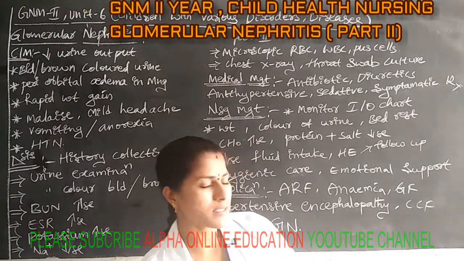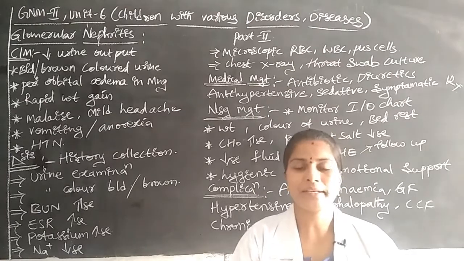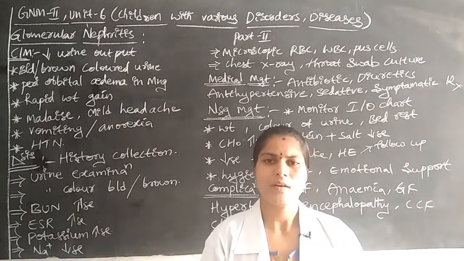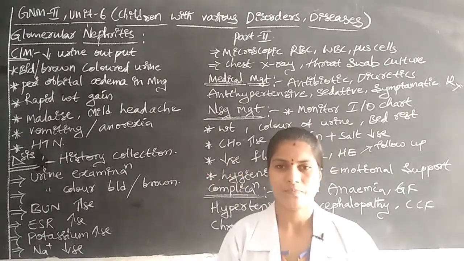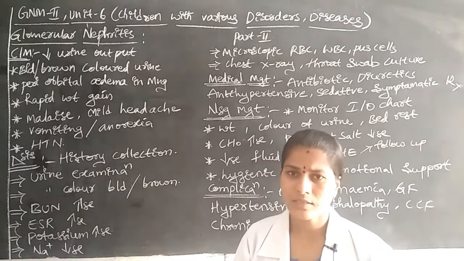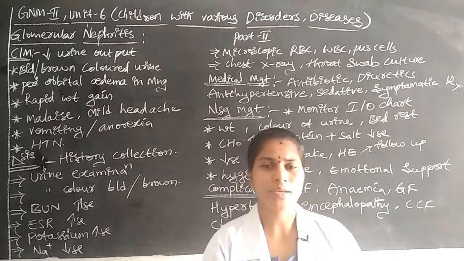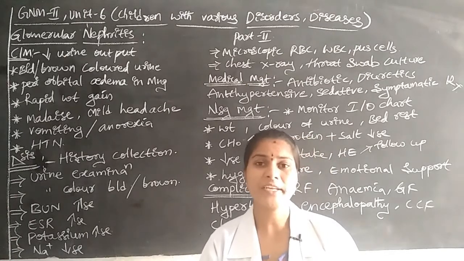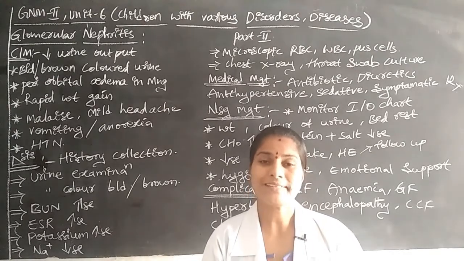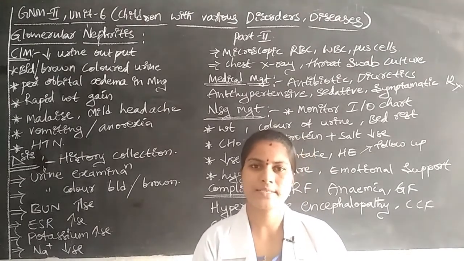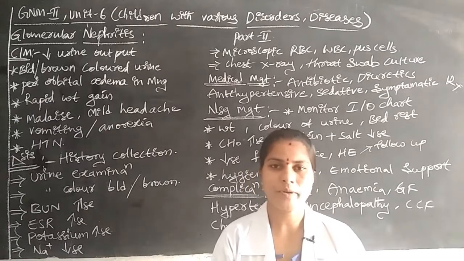Next, we have to administer sedatives, and we have to give symptomatic treatment. For example, if vomiting is there, for control of vomiting we administer anti-emetics. If the child has loss of appetite, for improving appetite we give some health education: take small, frequent meals, many times. Like that we give health education. Symptomatic treatment we provide to the children. This is medical management for children suffering with glomerular nephritis.